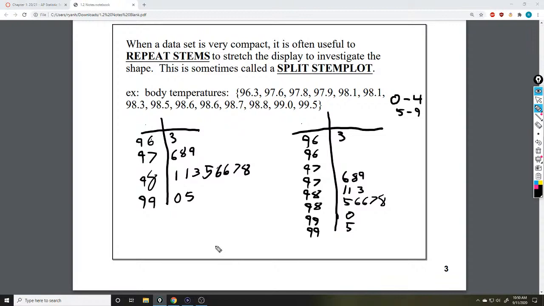Of course, we want a key. This time, 9-6 with a 3 at the end is not corresponding with 963 degrees, it is 96.3 degrees Fahrenheit.